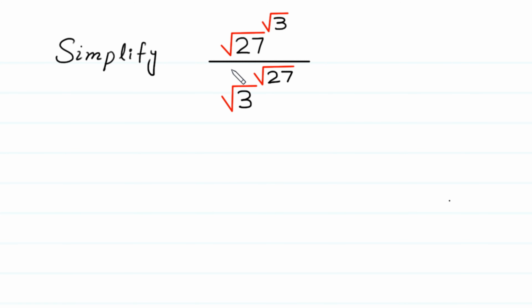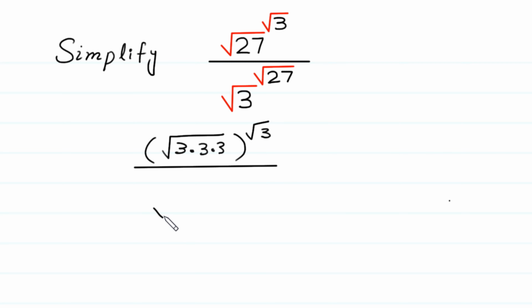First of all, we factorize this 27 and this 27. This 27 can be factorized as square root of 3 times 3 times 3, to the power square root of 3, divided by square root of 3 to the power. This 27 is factorized as square root of 3 times 3 times 3.